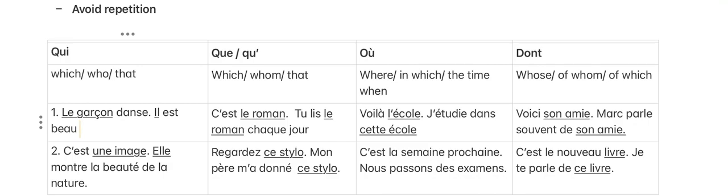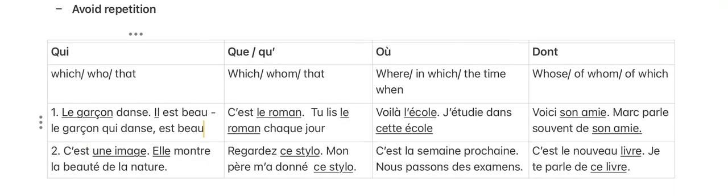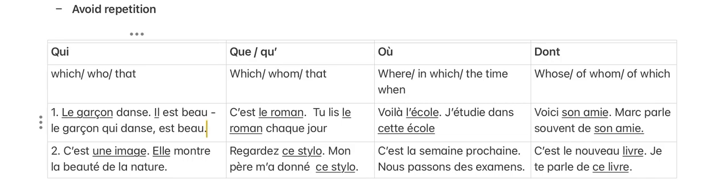Let's see how. Le garçon qui danse est beau. Le garçon qui danse est beau. The boy who dances is handsome. Moving on to the second example, c'est une image. This is a picture. Elle montre la beauté de la nature. It shows the beauty of the nature.